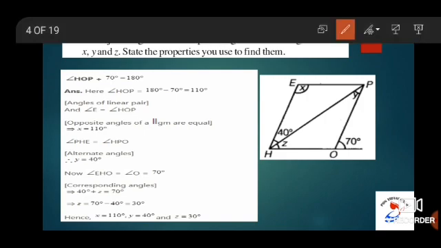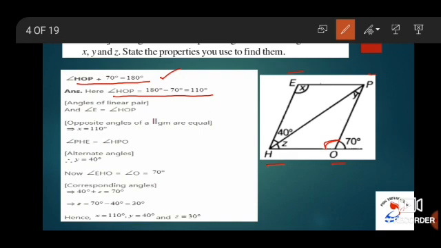Let us discuss the solution, children. In the given figure, they have given you that HOPE is a parallelogram. I hope now all are clear with the properties of parallelogram. Here, angle HOP, that is this angle, plus angle 70 degree will form a linear pair. So HOP plus 70 is equal to 180. The value for HOP is equal to 180 minus 70, that is equal to 110 degree.